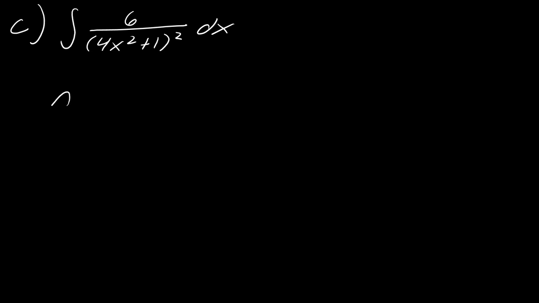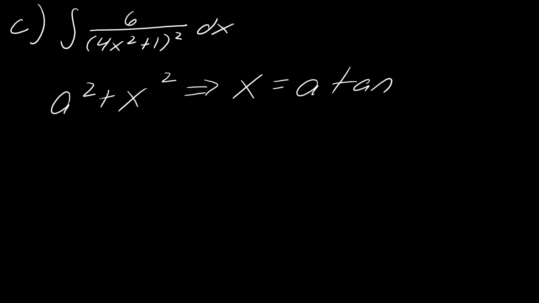Let's just think about this logically for a second. So I have a squared plus x squared, which means that x equals a tangent theta. But in this case, we'll write this as 1 plus 4x squared. So first of all, what's in the a position? It's just 1, okay?